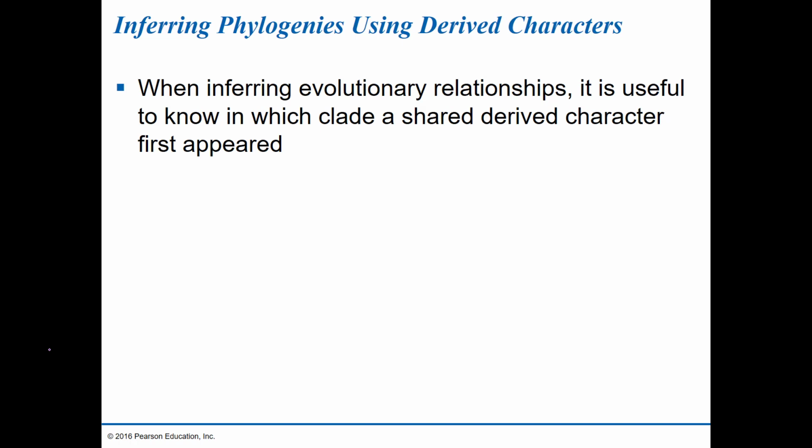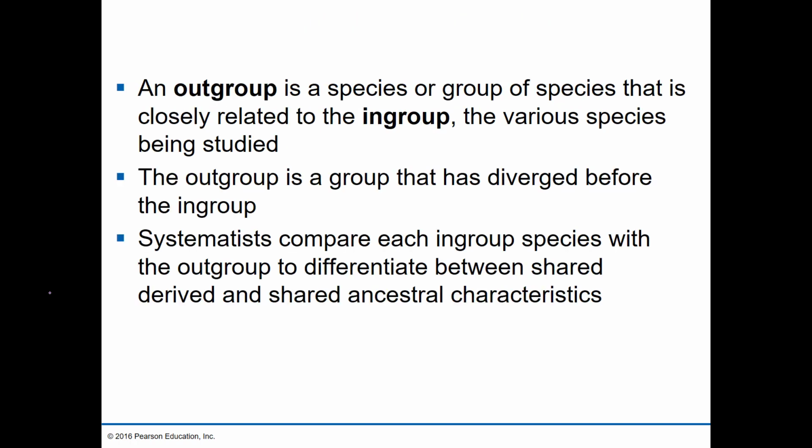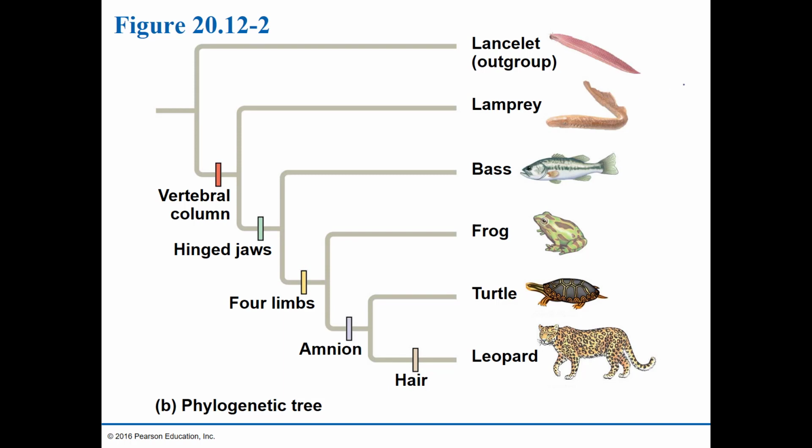When inferring evolutionary relationships, it is useful to know in which clade a shared derived character first appeared. An outgroup is a species or group of species that's closely related to the in-group, the various species being studied. The outgroup is a group that diverged before the in-group, and systematics compare each in-group species with the outgroup to differentiate between shared derived and shared ancestral characters. So this is the outgroup, the lancet, because it broke off way early, at the beginning from some common ancestor over here. And so these guys would be the in-group, right?